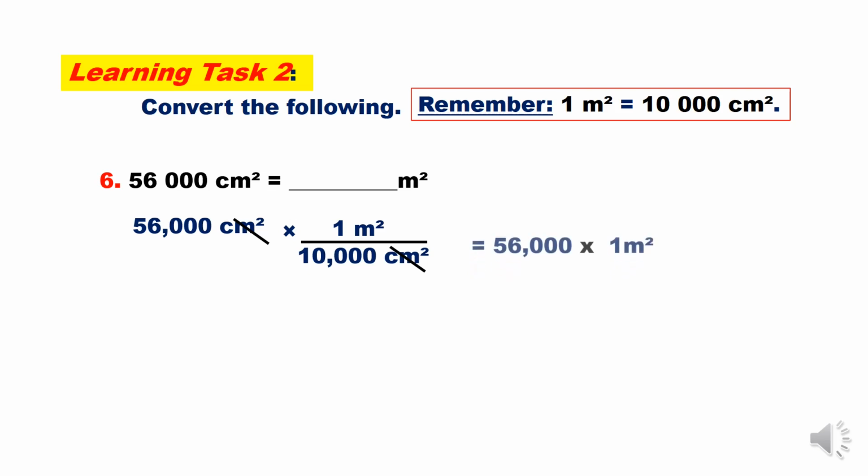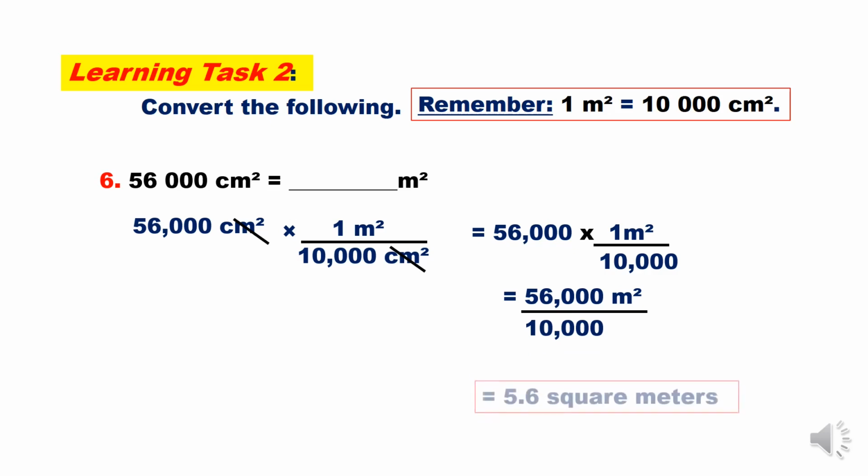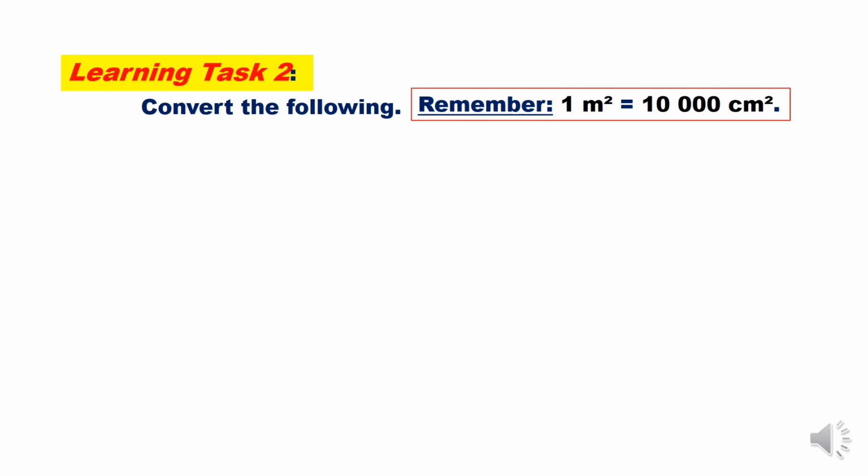So, multiply 56,000 times 1 square meter divided by 10,000. So, let's multiply 56,000 square meter divided by 10,000. And that is 5.6 square meters. So, the answer is 5.6 square meters.